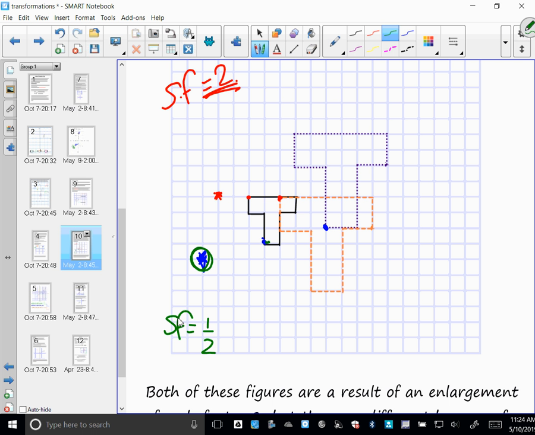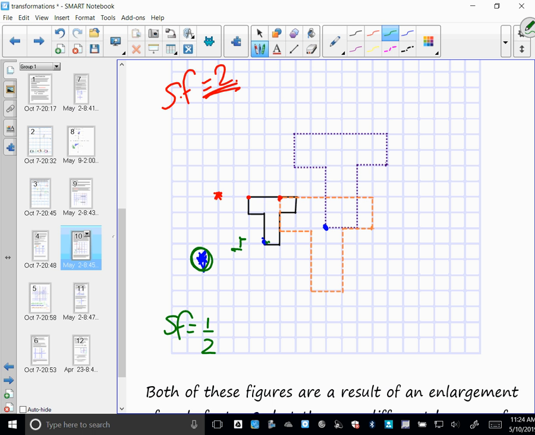Oh, this is a rubbish one. Doesn't matter. Across 4 and up 1. Those measurements are now going to be halved. So I'm going to go across 2 and up 1/2. So instead of going across 1, I'm going to go across 1/2. Instead of going up 2, I'm going to go up 1.